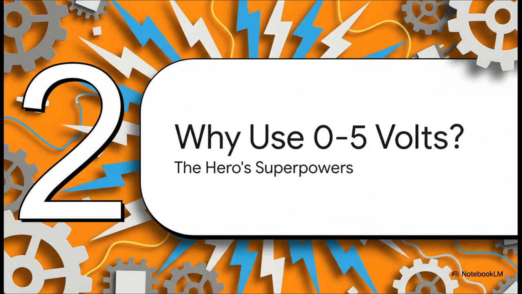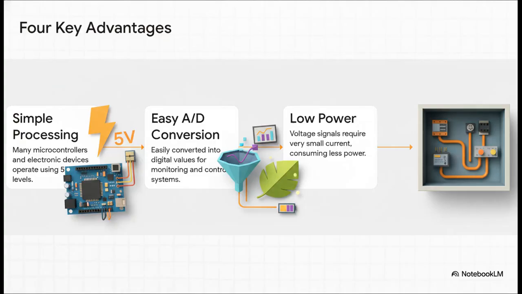Okay, so why this signal? I mean, what are its superpowers? Let's dive into why engineers just love using 0 to 5 volts, especially for all the communication that happens inside the control panels and the electronic brains of the machinery. Well, there are 4 really big advantages. First off, it's super simple to process because a ton of microcontrollers, like the Arduino you might have played with, are already designed to think in 5-volt logic.